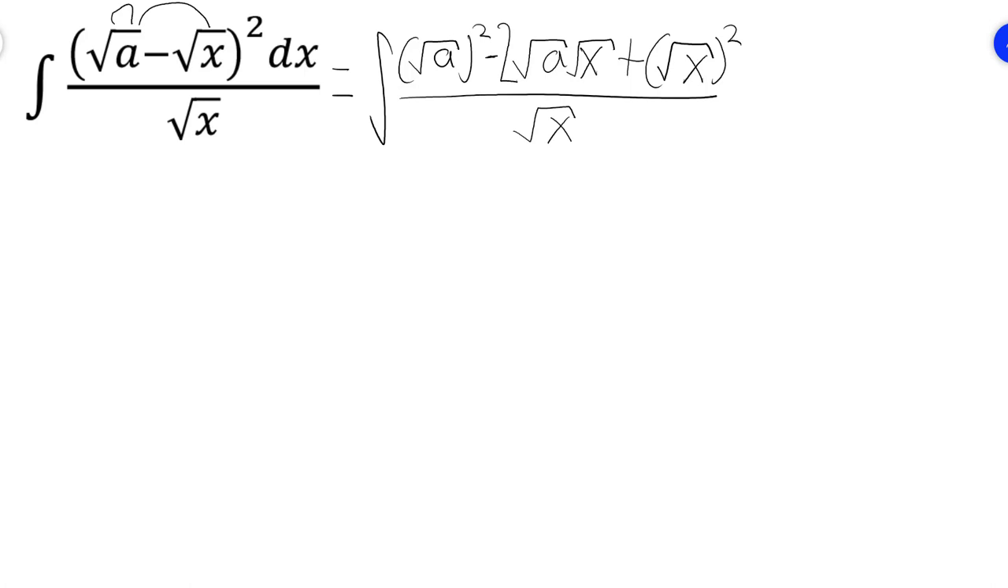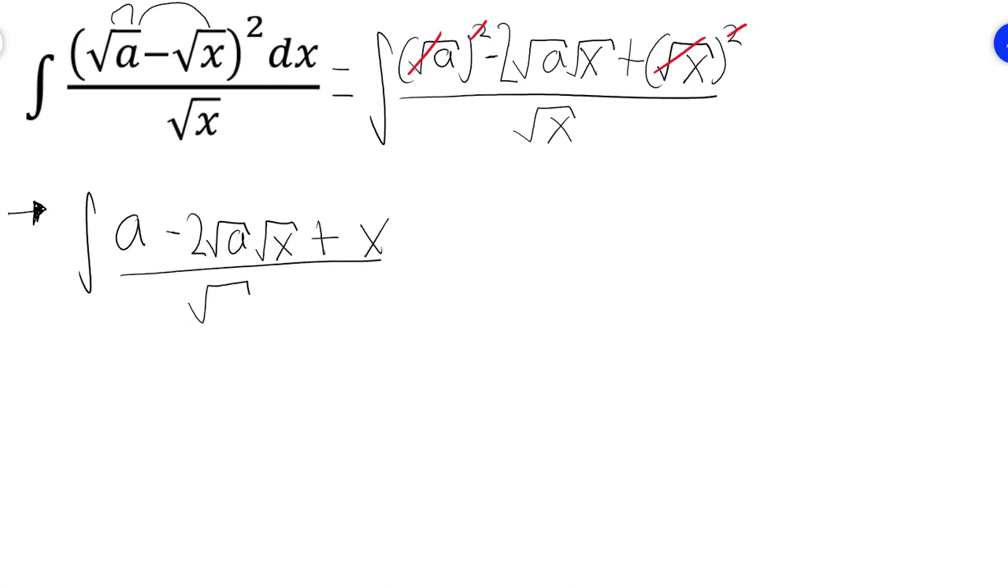Perfect. So now obviously, by having this square root and the power 2, we can eliminate those, right? So we get rid of this and this, and over here we're gonna have the integral of a minus 2 times this times this plus x. All right, and this is all divided by x.